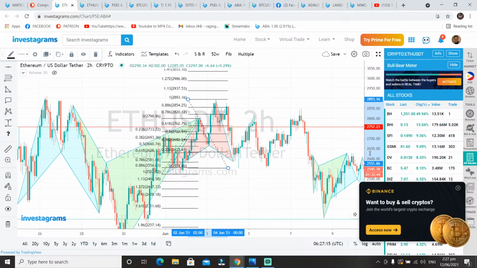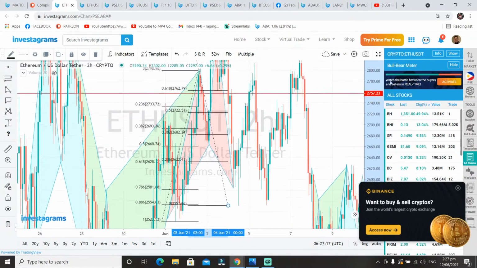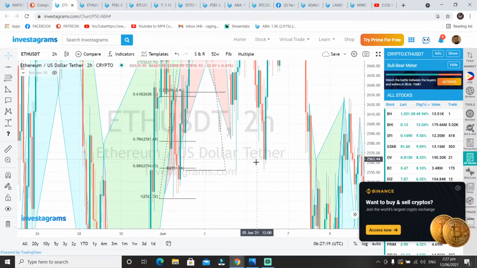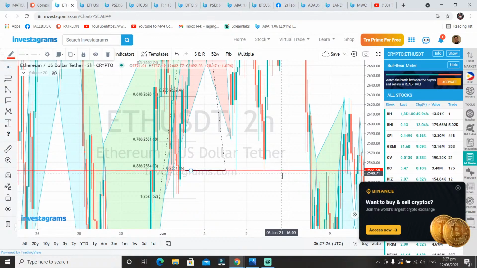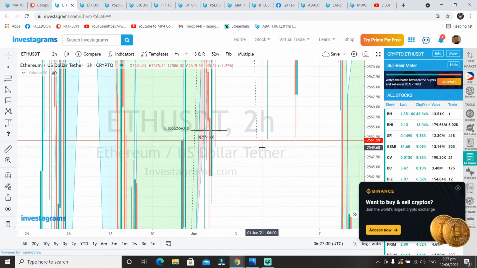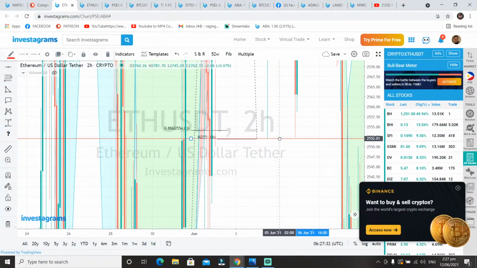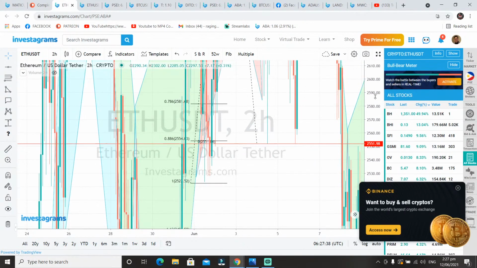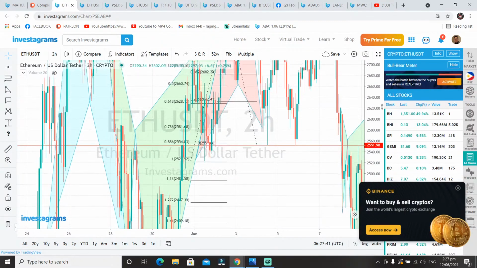Did it touch? Let's see. I'm not sure, but it shouldn't touch this one. So let's use this and check it. We just want to be technical about this. So it didn't touch, okay? So technically it qualifies for another cipher pattern. Okay, so that's good.